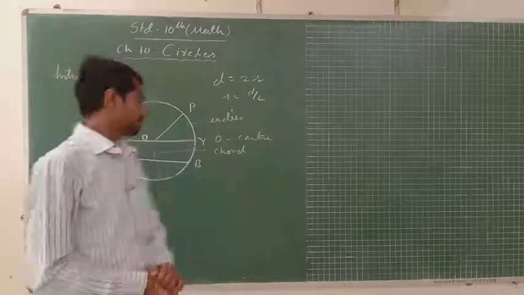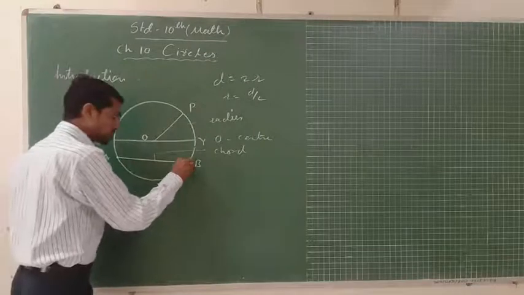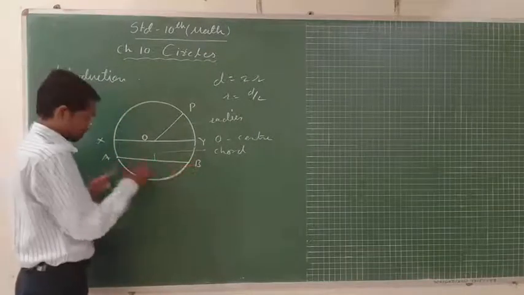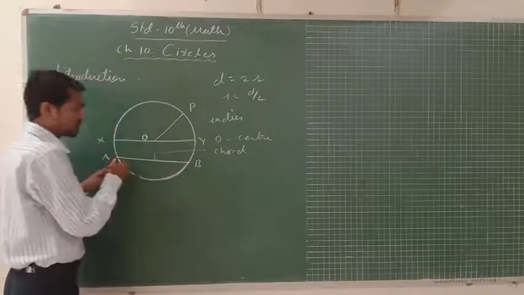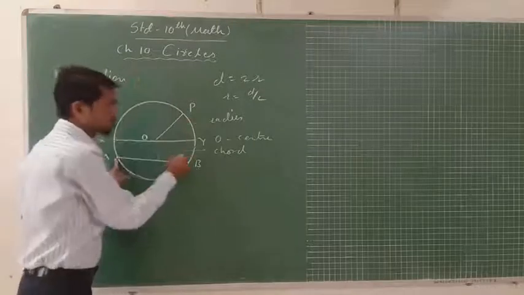Again, what is an arc? So A and B are any two points. This length from A to B is called the arc of a circle. But this A to B is also an arc.